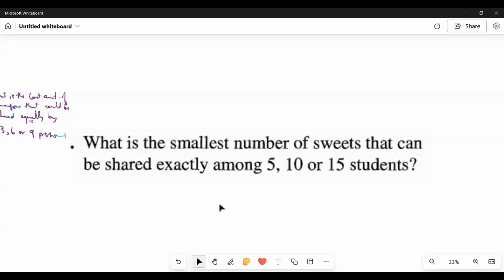Okay. Yeah, I borrowed this one from the textbook. So it asks, what is the smallest number of sweets that can be shared exactly among 5, 10, or 15 students. And I remember when I was a young boy, I wondered what kind of problem this was. To be honest, I didn't know the answer. So what I did, I checked the answer at the back.